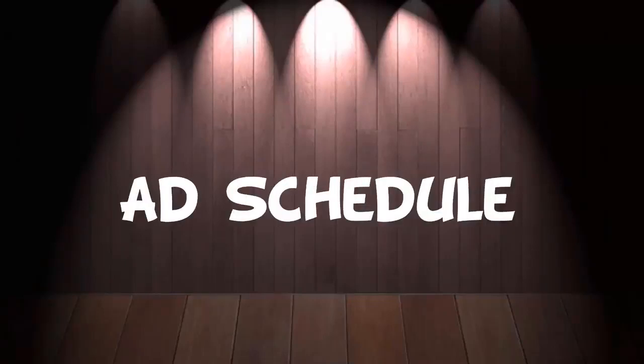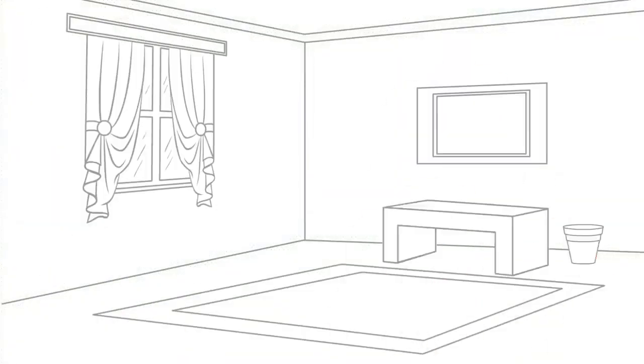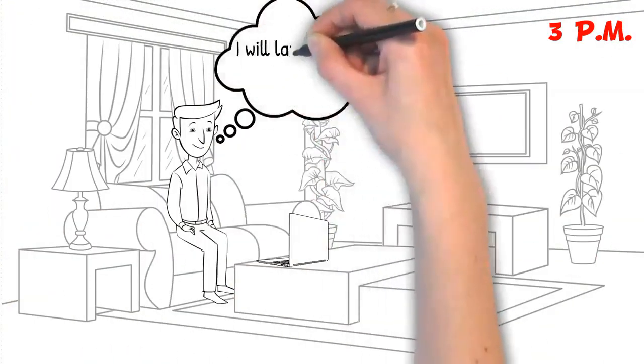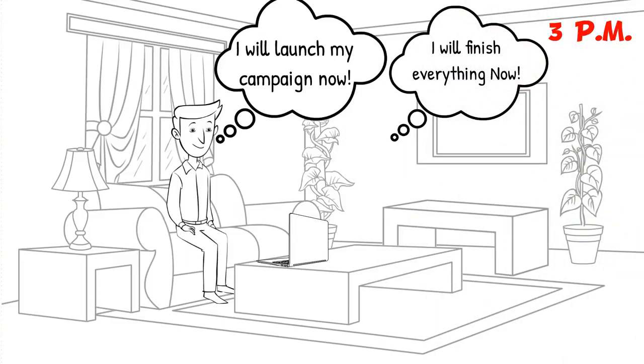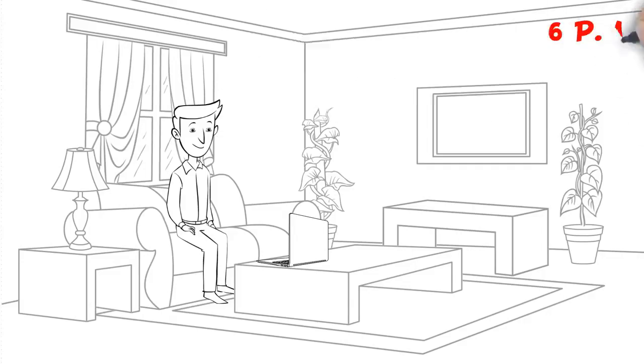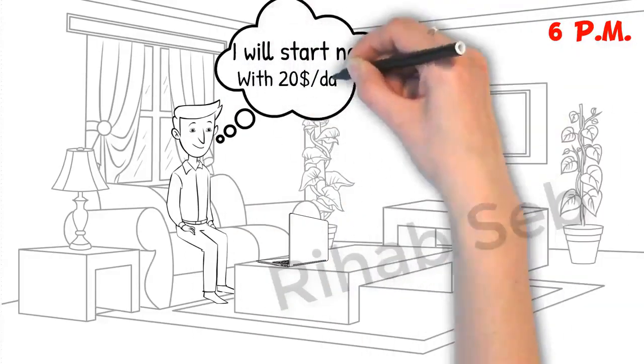Hi there, in this small lecture we will talk about ad schedule. Let's imagine that it's 3 p.m. and you decided to launch a campaign. So you start preparing everything, the audience, the picture, the videos, etc. And at 6 p.m. you are ready to launch.